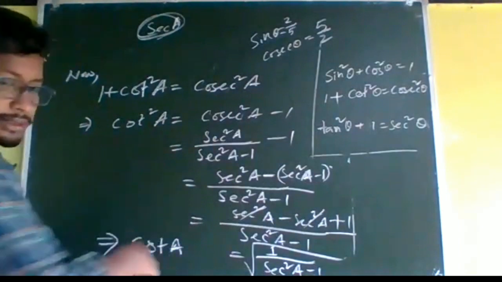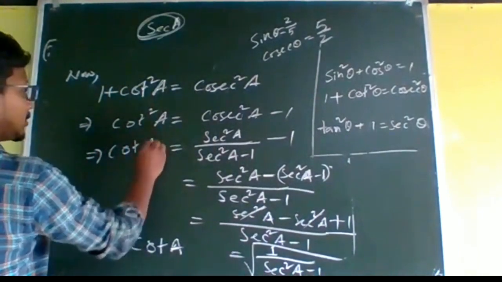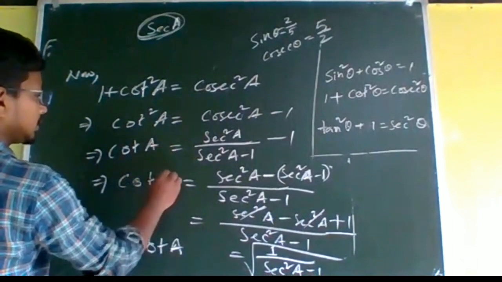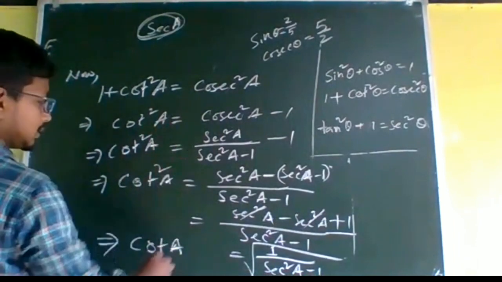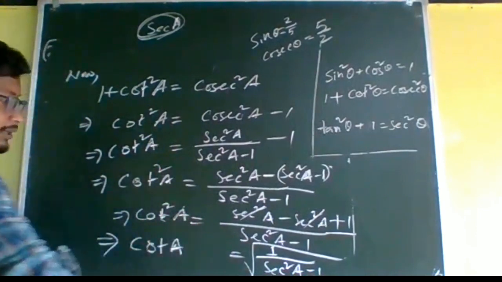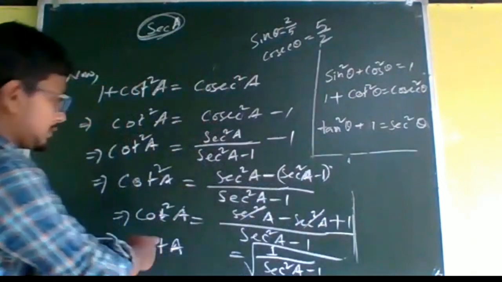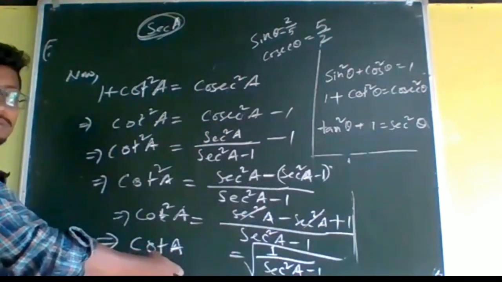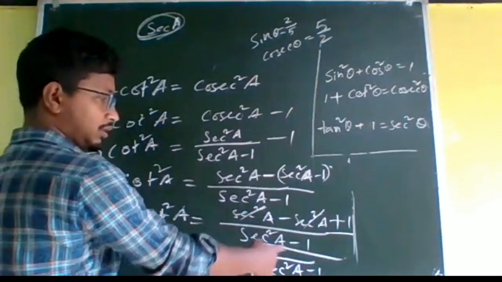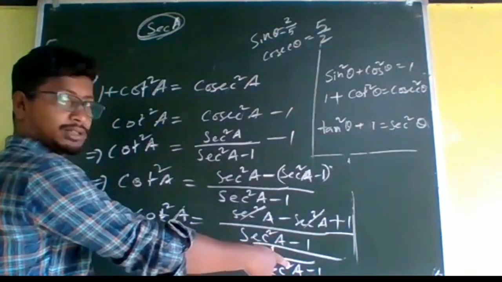Actually, from this side onwards we have everywhere cot A, cot square A, and this side also cot square A, and finally we have here cot A. Now, after doing all this calculation, we got here cot A equals square root, taking the square root on both sides, of 1 by sec square A minus 1.